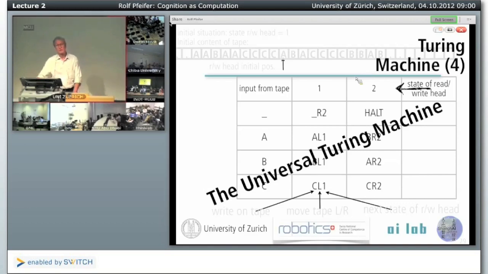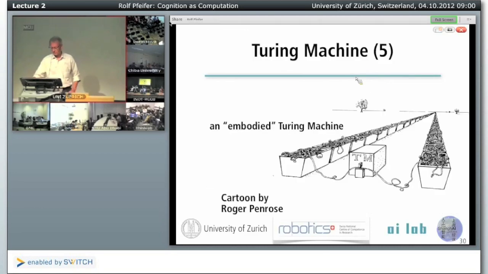Now, I mentioned that the tape of the Turing machine has to have infinite length, even though only a finite number of fields are actually occupied. There's a cartoon by Roger Penrose that demonstrates the difficulties of handling this, if you want to implement a Turing machine in the real world. Here is an artist's rendering of a machine that has to manipulate a potentially infinitely long tape. It shows that maybe the physical manipulation of this tape might actually be more difficult than performing the computation itself. Not to be taken too seriously here.